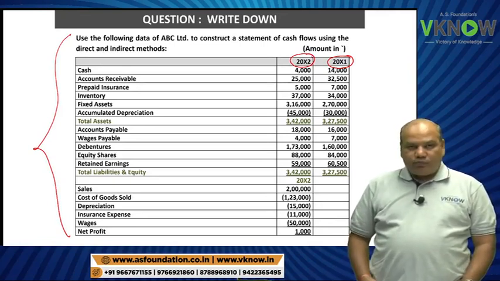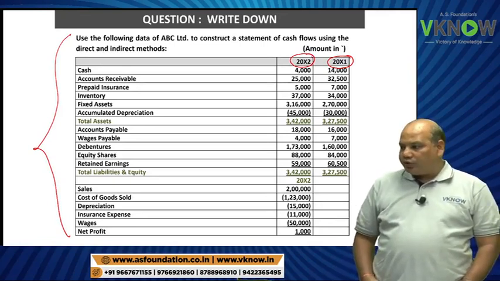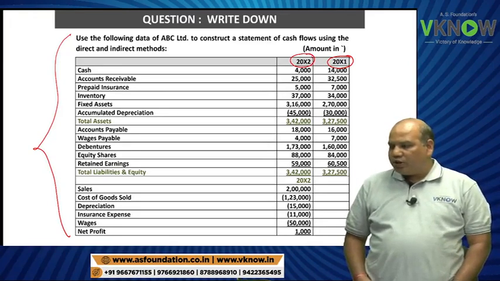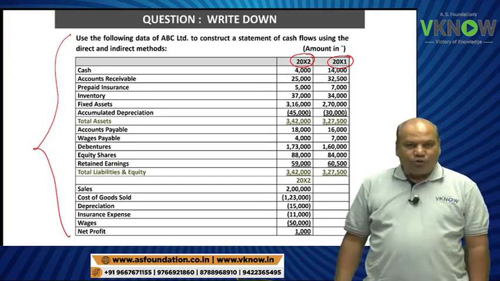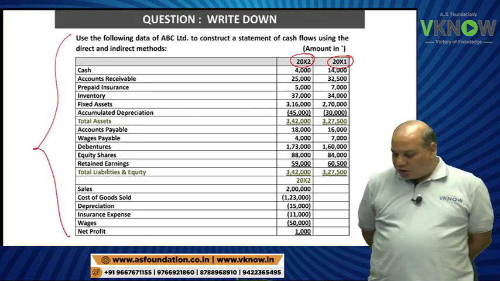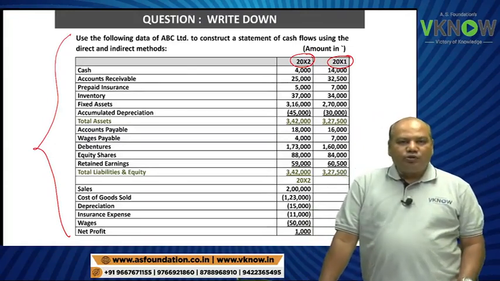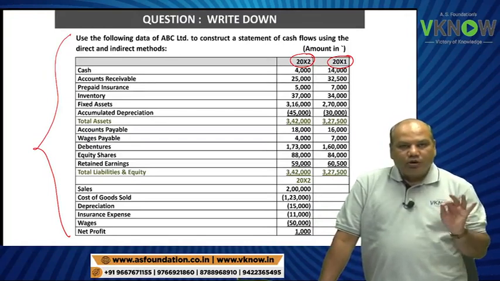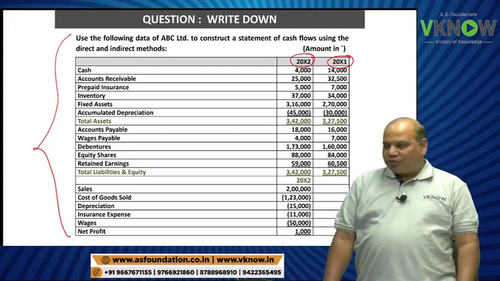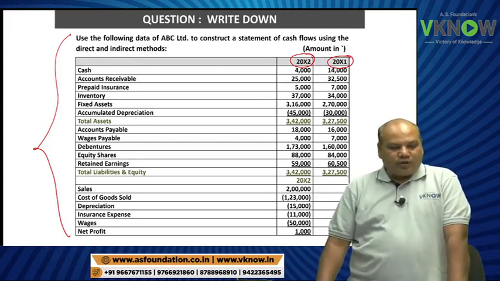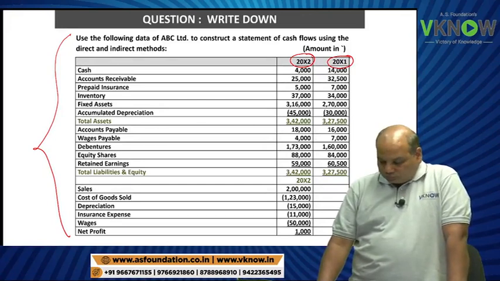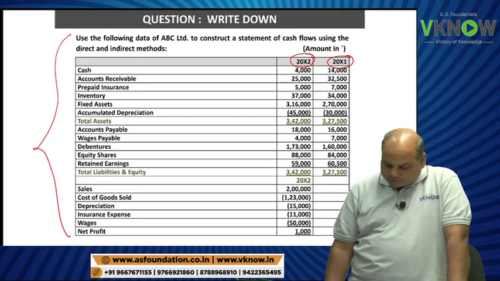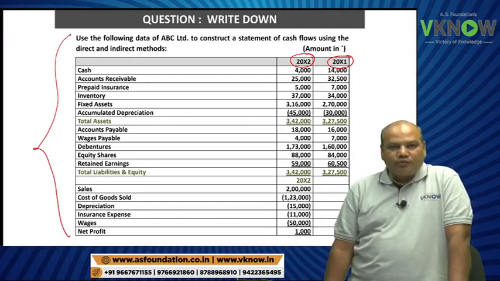Cash, write down 4,000, 14,000. All of you, please write. We are trying very hard to ensure you get very good results. Accounts receivable, 25,000, 32,500. Prepaid insurance, 5,000, 7,000.